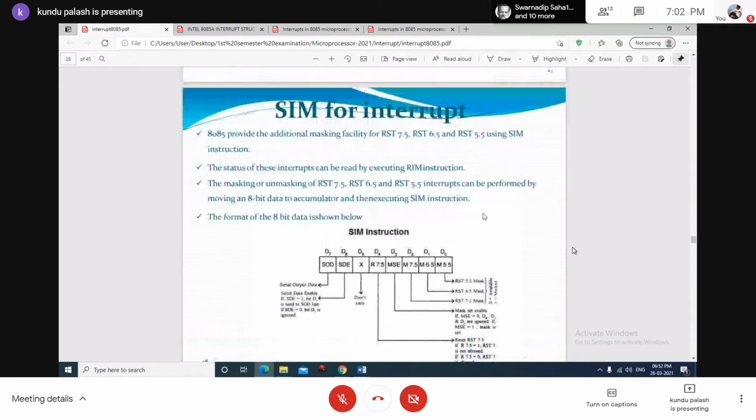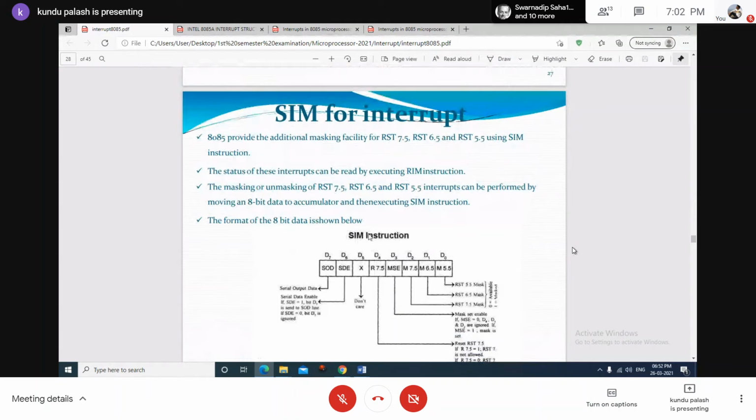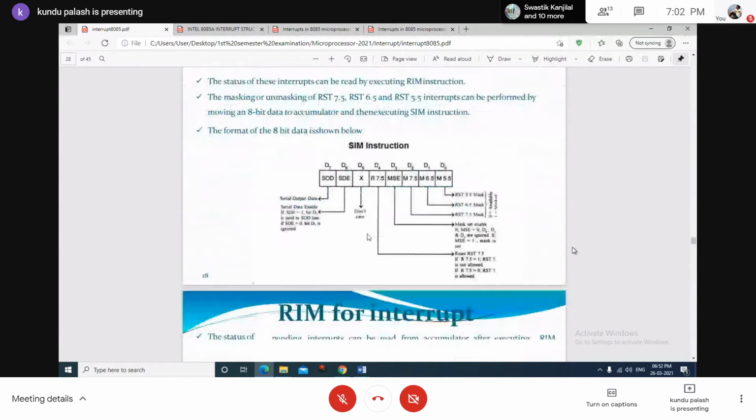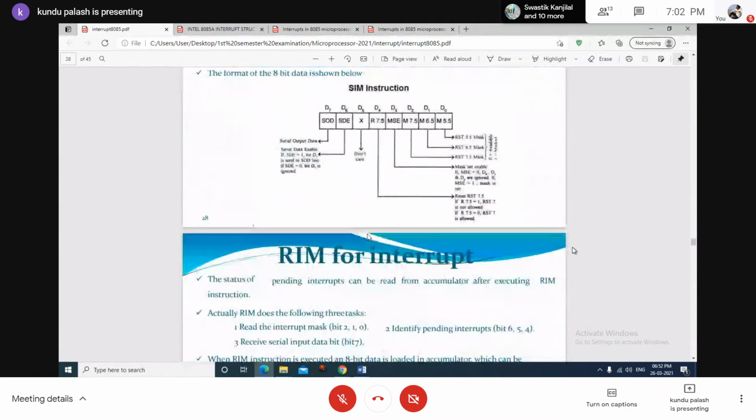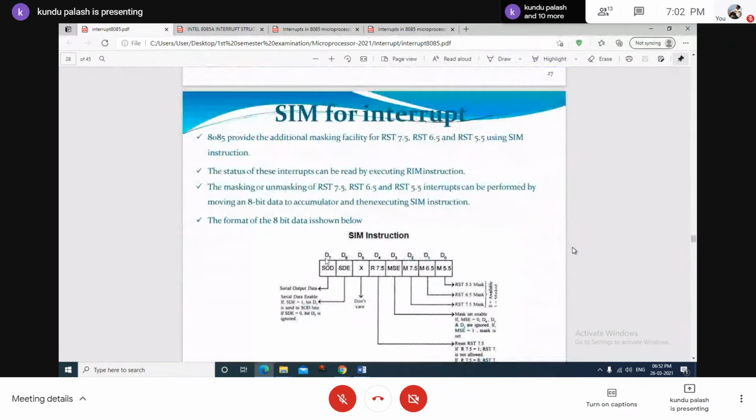So the instruction is SIM. Before issuing the SIM instruction, the accumulator should be loaded with this control byte. In this way, any selective hardware interrupt, except INTR, can be masked or unmasked. That means this operation can be disabled, but the overall interrupt system must be enabled by the EI instruction. That should be kept in mind.